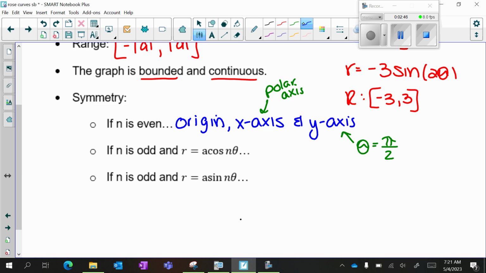So that's the first distinction. If it's even, it has all 3 types of symmetry. If it's odd, it is only going to have 1 type of symmetry, and that symmetry is going to depend on sine or cosine. So cosine is related to x. So when n is odd and it's a cosine graph, it's going to have x-axis or polar axis symmetry. When n is odd and it's a sine graph, it's going to have y-axis symmetry. So let's take a look at some examples and see how we use this to sketch curves by hand.